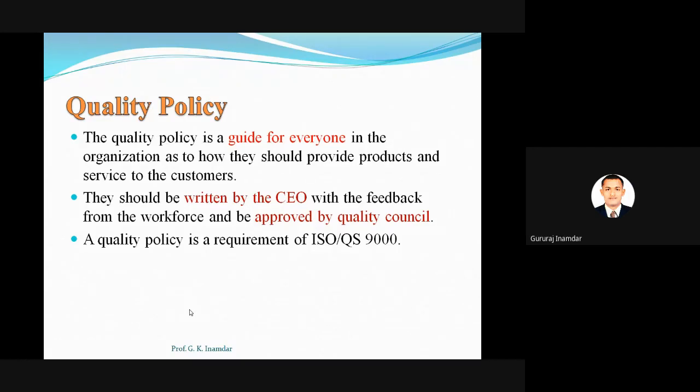Okay, suppose you have to start an industry. So some policy is there. Which policy? Or we can say the methodology, or a guide for everyone in the organization. Okay, the quality policy is nothing but a guide for everyone in the organization as to how they should provide products and service to the customer.